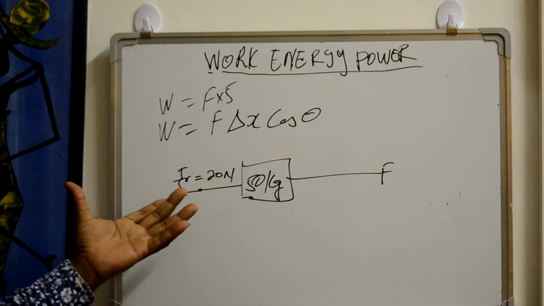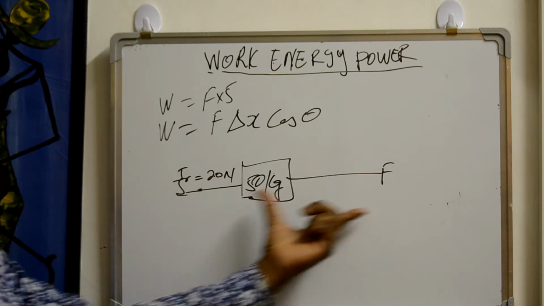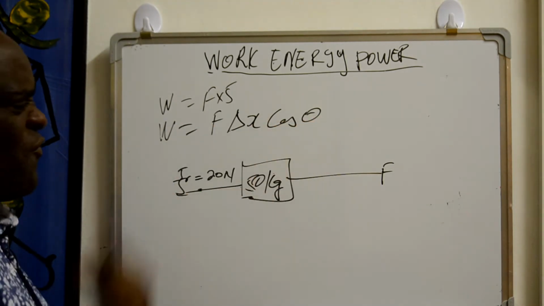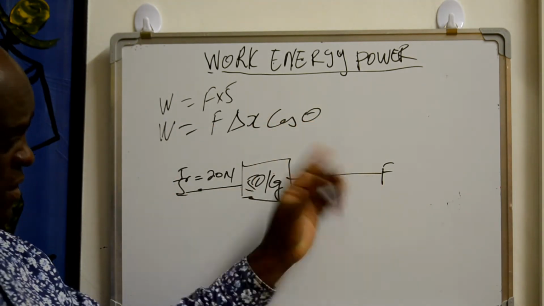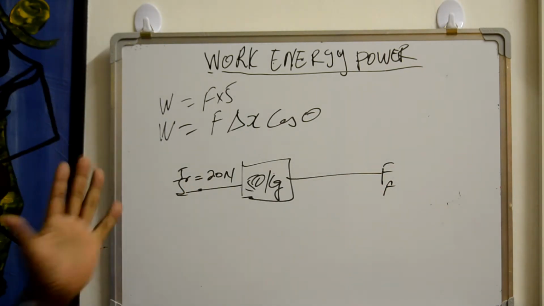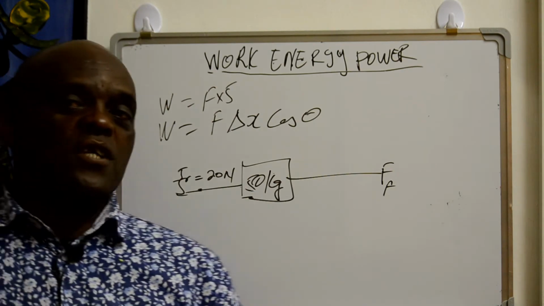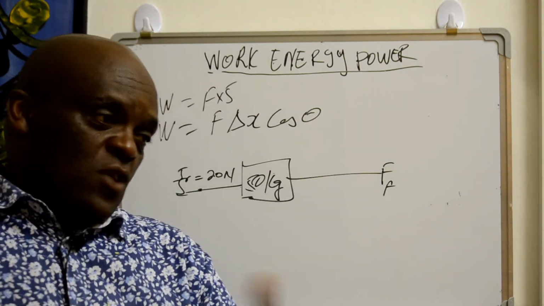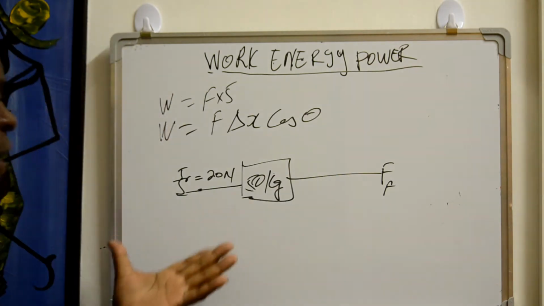Then there are two forces acting. We said, where is F delta X cos theta? There are two forces acting now. There is the force applied, and that is the friction force. Now we talk of a work net, as I showed you in the last video. I talk of F net, which means there are a lot of forces involved. Now we talk of a work net.